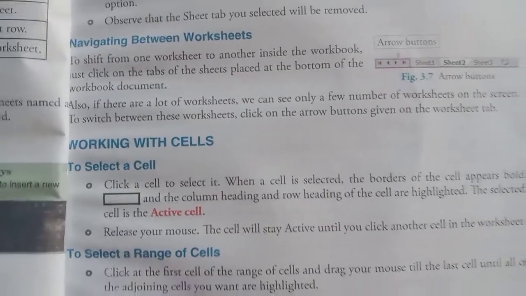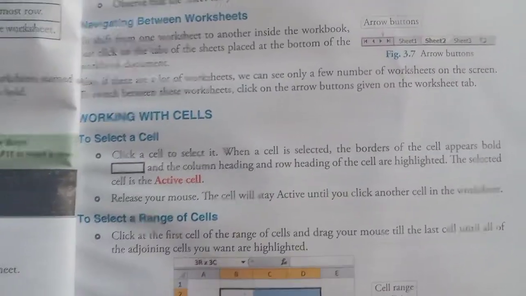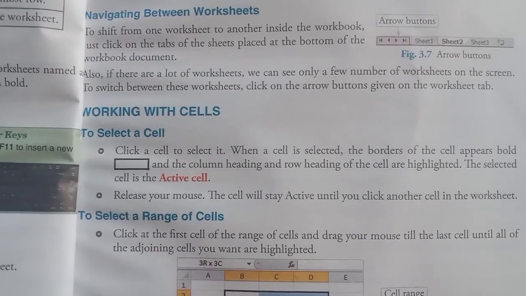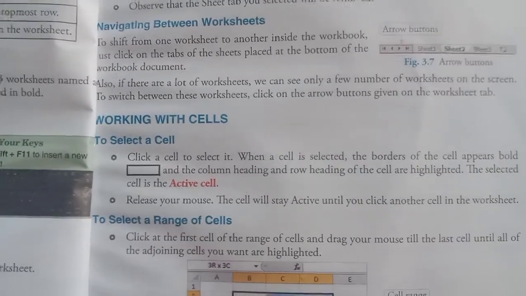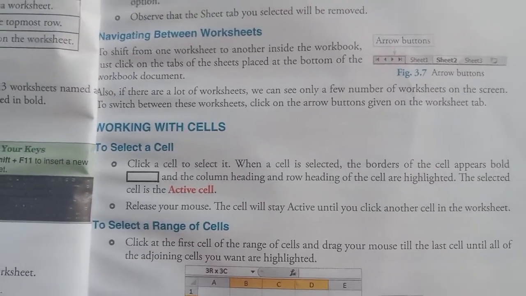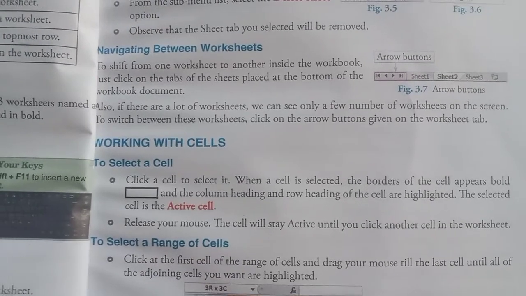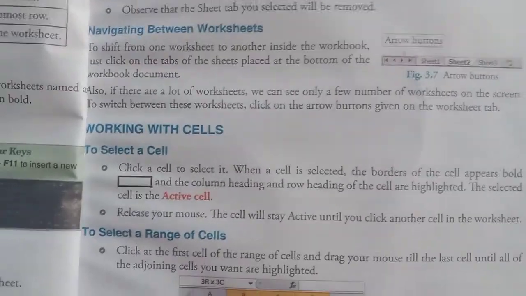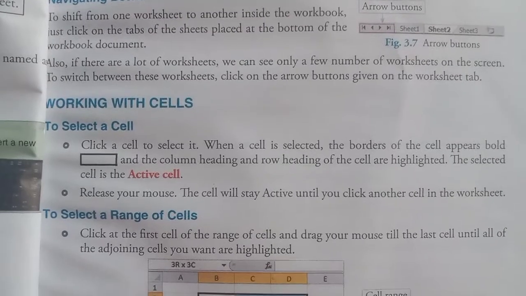Working with cells means whenever we are working on that, it means we are working with a cell. Working with a cell means to select the cell. Click the cell to select it. When a cell is selected, the border of the cell appears black, and the column headings and row headings of the cell are highlighted. The selected cell is called the active cell.